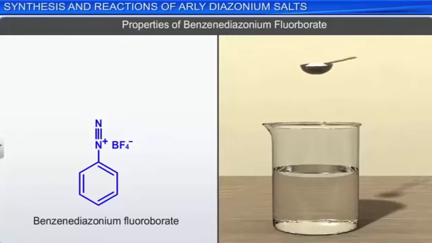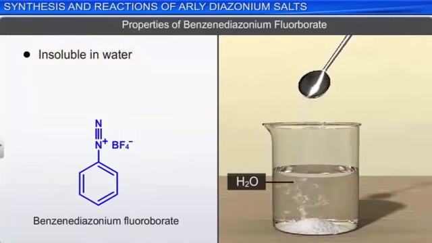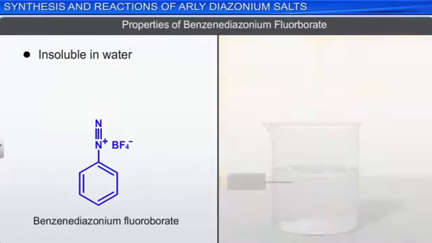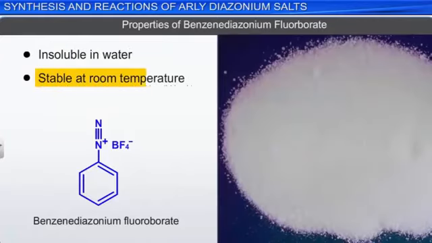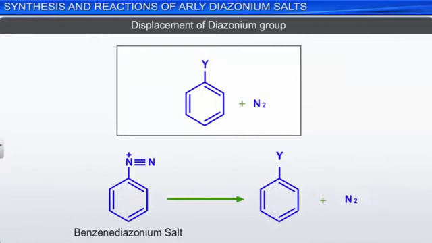Benzene diazonium fluoroborate is insoluble in water. It is stable at room temperature. The reactions of aryl diazonium salts can be sorted into two classes. Many reactions of benzene diazonium salts involve the displacement of the diazonium group, as nitrogen is an excellent leaving group.